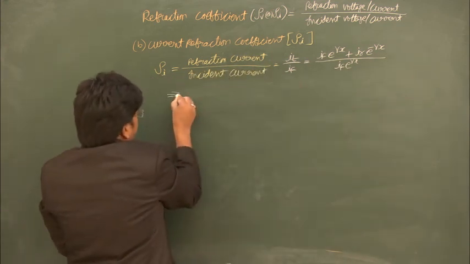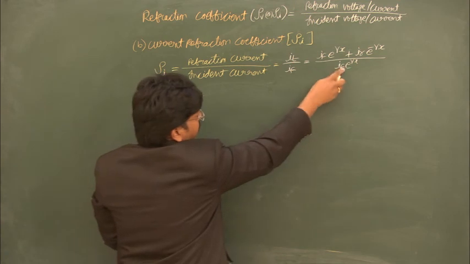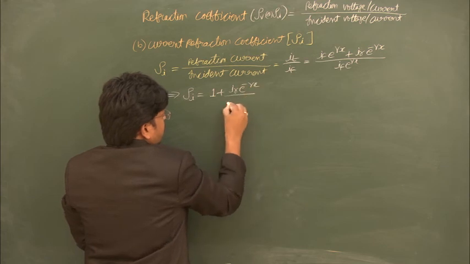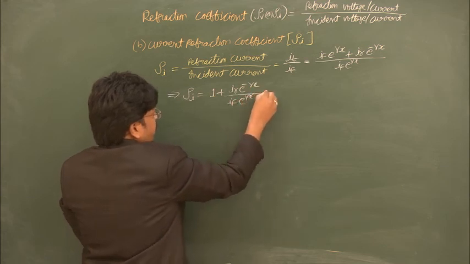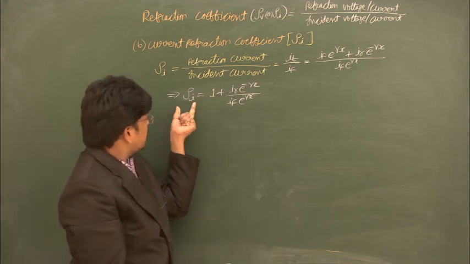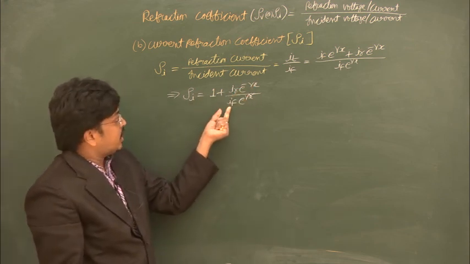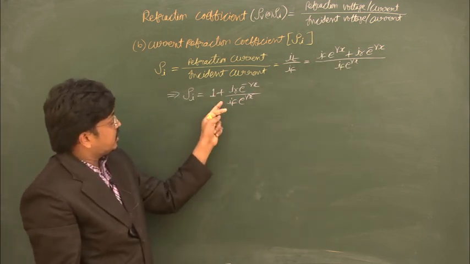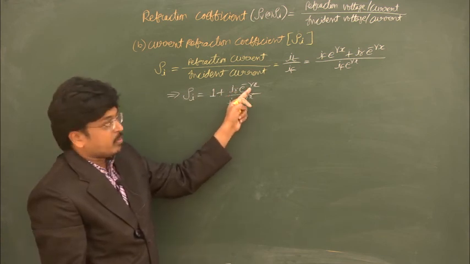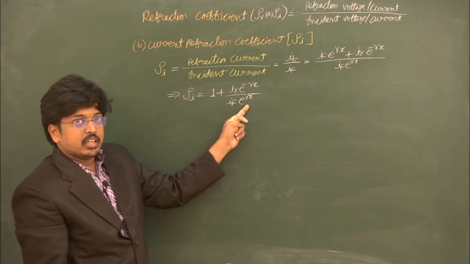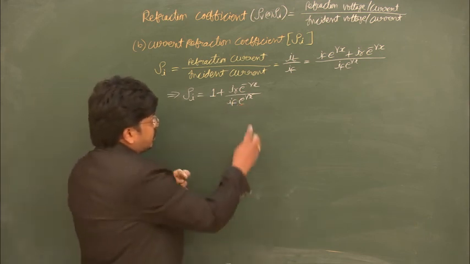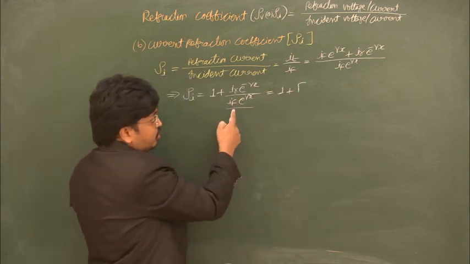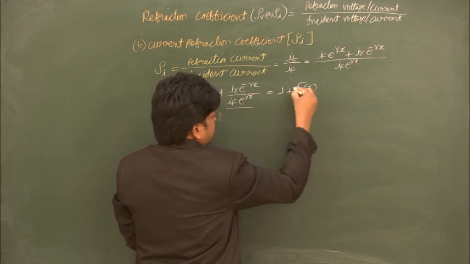Okay. Now substituting this value, rho I equals 1 plus IR into e power minus gamma x by IF into e power gamma x. I am dividing the equation by IF e power gamma x, both the terms. So in this equation, the second term, the ratio of IR e power minus gamma x by IF into e power gamma x, is the reflection current quotient. You can replace it: the second term is the current reflection quotient, eta I of x.